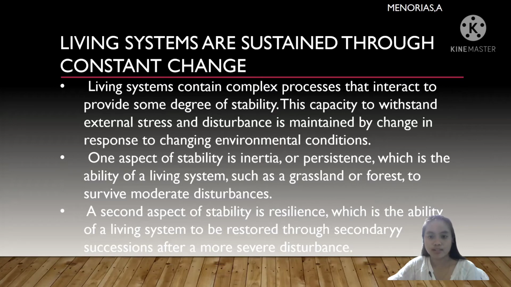Living systems are sustained through constant change. Living systems contain complex processes that interact to provide some degree of stability. This capacity to withstand external stress and disturbance is maintained by change in response to changing environmental conditions. One aspect of stability is inertia or persistence, which is the ability of a living system, such as a grassland or forest, to survive moderate disturbances. A second aspect of stability is resilience, which is the ability of a living system to be restored through secondary successions after a more severe disturbance.